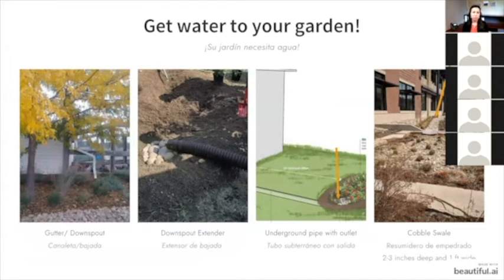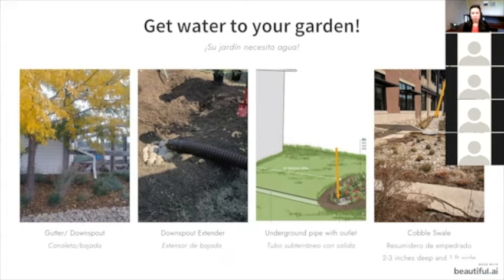Next, you need to get the water to your rain garden. And how do you do that? There's a couple of different ways that you can do that. One is just by directing your downspout and your gutter to the rain garden, as seen from my house, or my chicken coop rather, into the rain garden there.